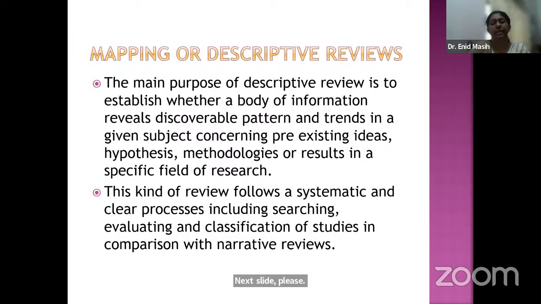Then the next method is mapping or descriptive review. The main purpose of a descriptive review is to establish whether the body of information reveals discoverable patterns and trends in the given subject concerning pre-existing ideas, hypotheses, methodology, or results in the specific field of research. This kind of review follows a systematic and clear process, including searching, evaluating, and classification of the studies, in comparison with the narrative review.